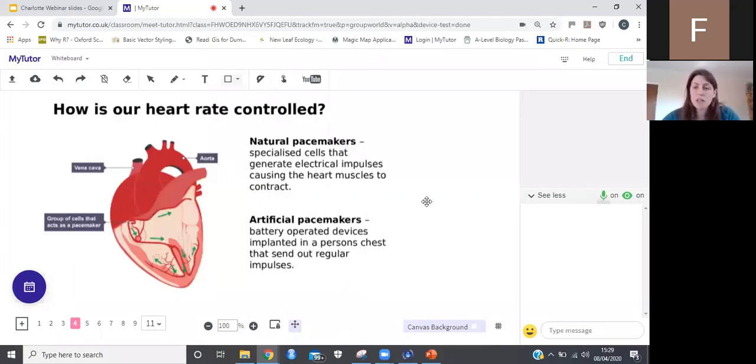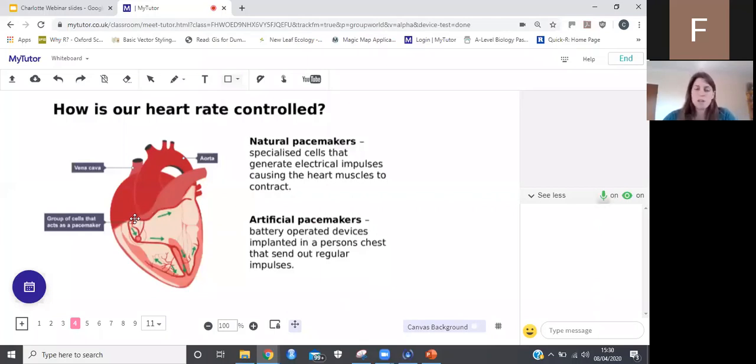Our heart beats in our bodies without us knowingly making it. It's a bit like blinking. It's a muscle contraction that we don't have conscious control over. And naturally, that's controlled by specialized cells that are natural pacemakers. So pacemakers is our key word here. They're specialized cells in the heart itself that generate electrical impulses and cause those heart muscles to contract. So they cause the atrial muscles to contract first, and then the muscles around the ventricles to contract second.